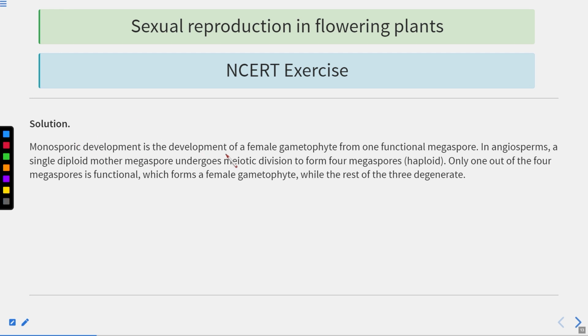So monosporic development is a development of the female gametophyte from one functional megaspore only. That's why mono. Mono means one spore, one functional megaspore. Now in angiosperms, a single diploid megaspore mother cell undergoes meiotic divisions to form 4 haploid megaspore cells. Only 1 out of the 4 megaspores is functional, which forms the female gametophyte, while the rest of the 3 megaspores degenerate. Clear?